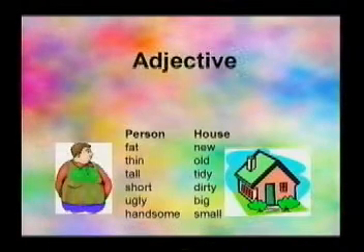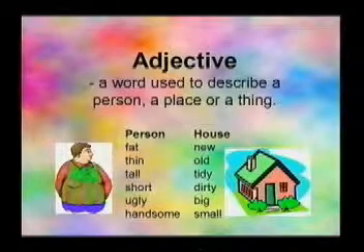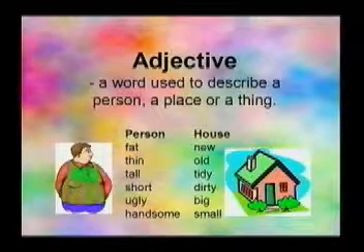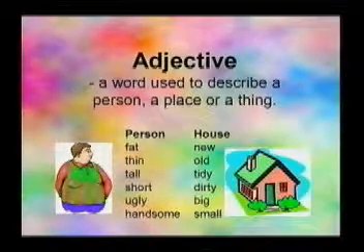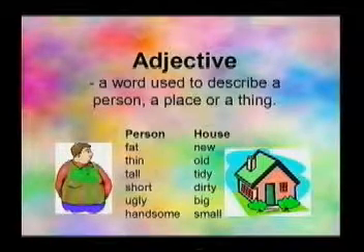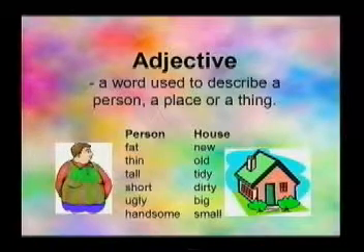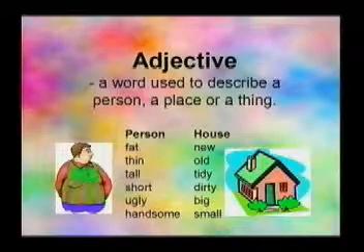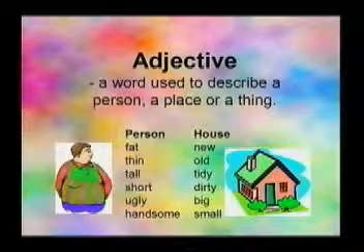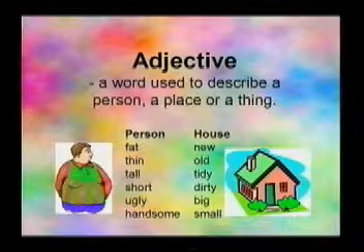Adjective. An adjective is a word used to describe a person, a place, or a thing. In short, an adjective describes a noun. For example, you may describe a person as fat, thin, tall, short, ugly, or handsome. Or a house as new, old, tidy, dirty, big, or small. All these words are called adjectives.